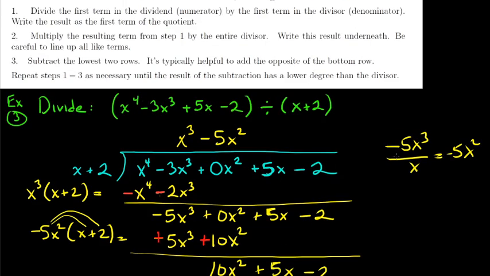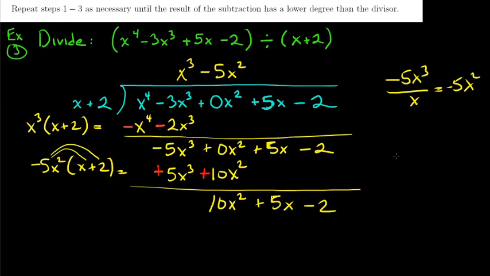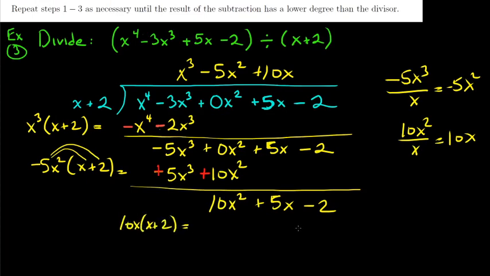All right, round 3, right? Back to step 1. Step 1 is divide the 10x squared by x. So 10x squared divided by x is just 10x. So that's the next term of the quotient, positive 10x. Right. Step 2, if you remember, is to multiply. We're multiplying the positive 10x times x plus 2. Right? So we get 10x squared plus 20x.